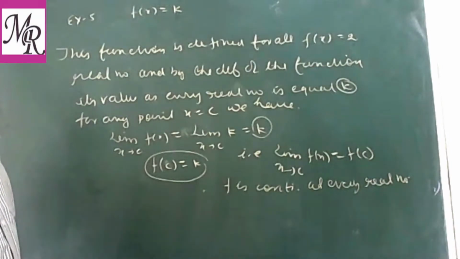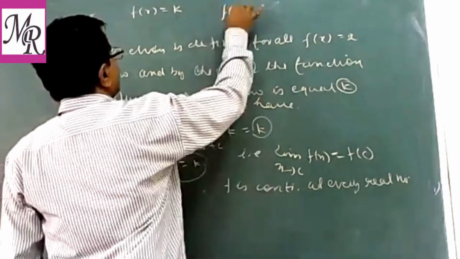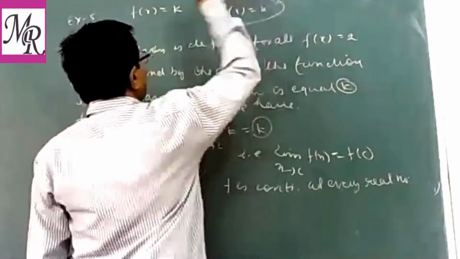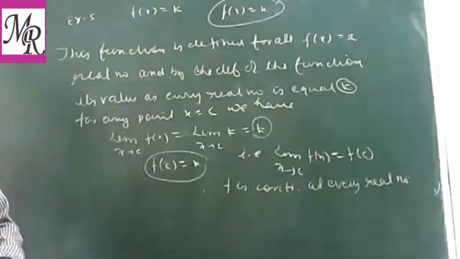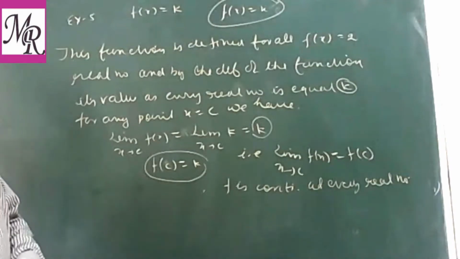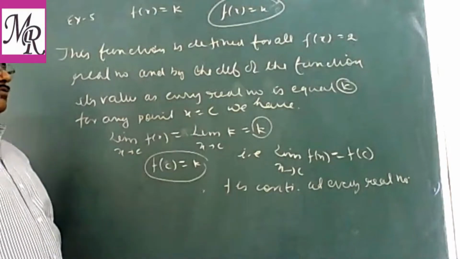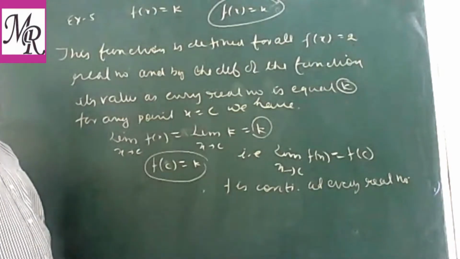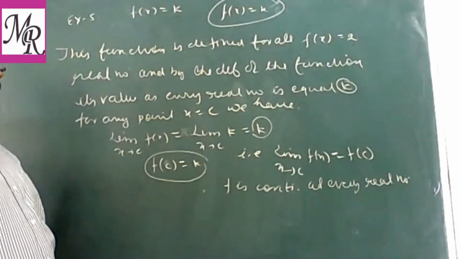Now next is similar to this one. Example 6. Prove that the identity function on real numbers given by f(x) equal to x. This is the identity function. In 11th class you already saw the meaning of identity function. If x equal to 1, then y is 1. x equal to 2, then y is 2. x equal to 3, then y is 3. So that is known as identity function. Clear?